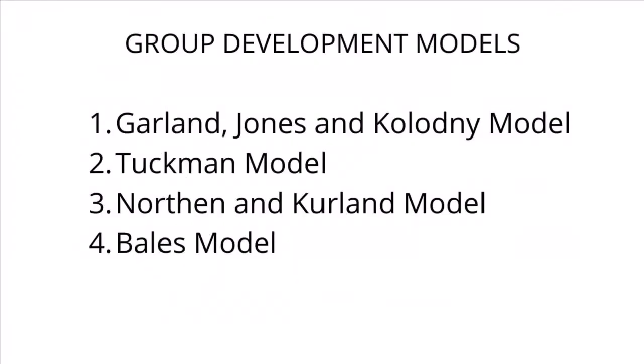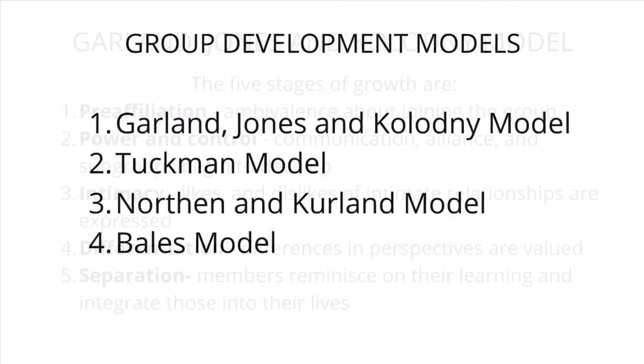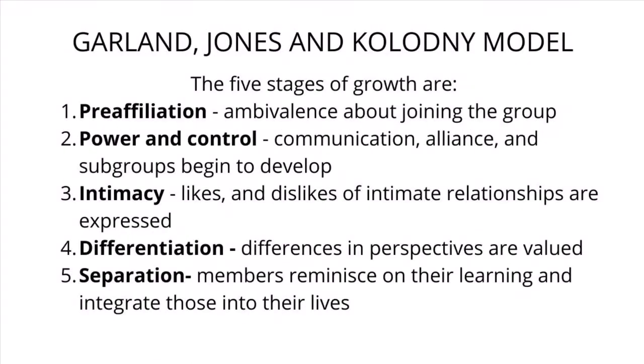The different group development models which will be discussed here are the Garland, Jones and Colodny model, also known as the Boston model, the Tuckman model, the Northern and Curlin model, and the Bales model. Garland, Jones and Colodny developed a model that identifies 5 stages of development in social work groups. By describing and understanding the various kinds of developmental problems in groups, group leaders can effectively anticipate and respond to the reactions of the group members.